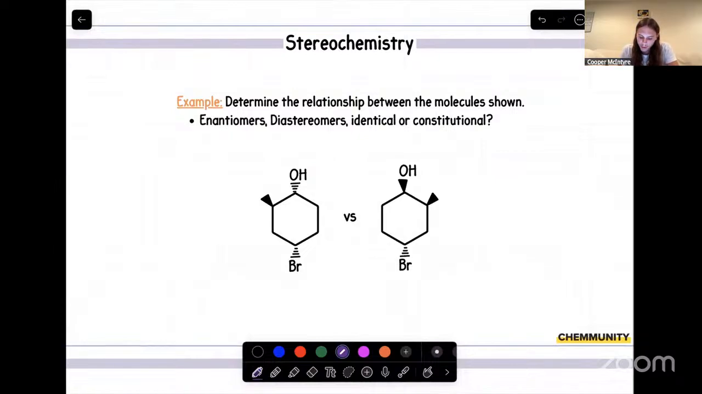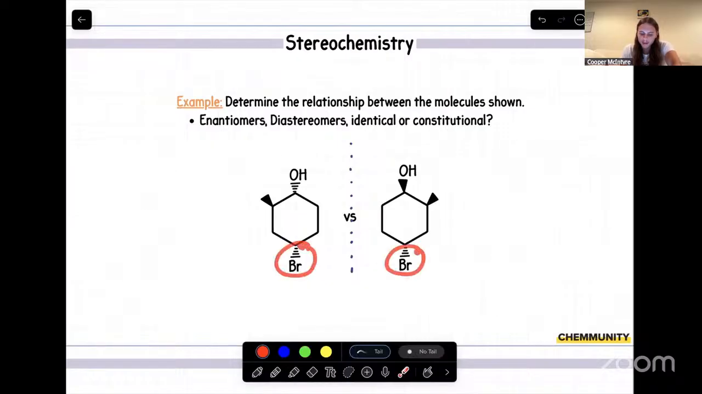So for this one, what we can do is, yet again, we can see if they are mirror images. So we'll go ahead and include our mirror plane. And by doing that, we can see our bromines are reflections, our methyl groups are reflections. But if we were to look at the alcohol, we see that they are not reflections of each other, as our left alcohol is currently dashed, and then our right alcohol is currently wedged.